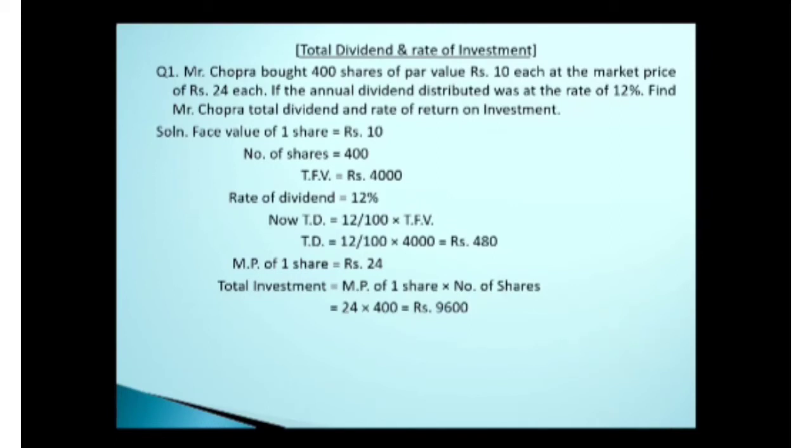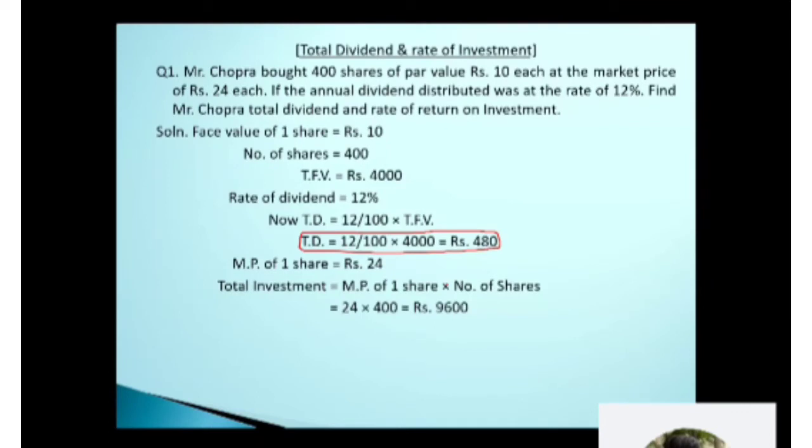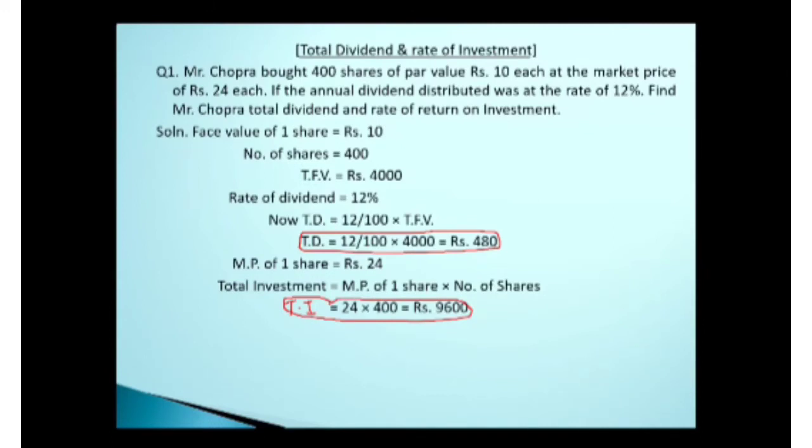All right. So let me tell you what we have done up till now. In the first part, we calculated the total dividend, and that was coming to be rupees 480. And right now, what I have calculated is your total investment, T.I., and this is coming to be rupees 9,600. You can see in the question, the first part, total dividend, is already done. Now the second part is to be calculated. What is that? Rate of return on investment.